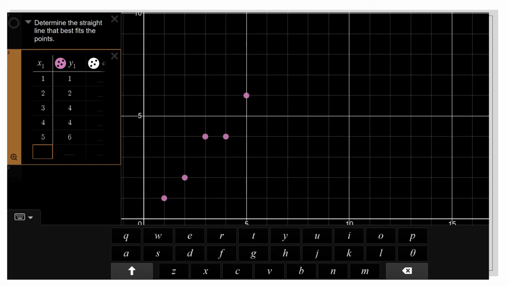So when we have a set of points given here, we prefer to guess a line, and then we try to fit the line to the points that are given.